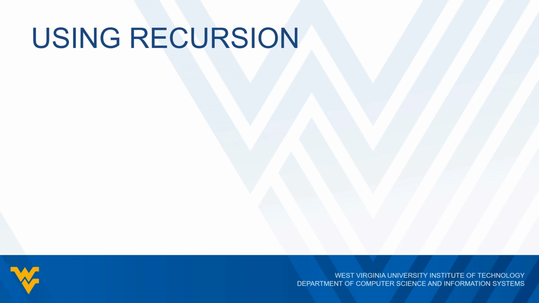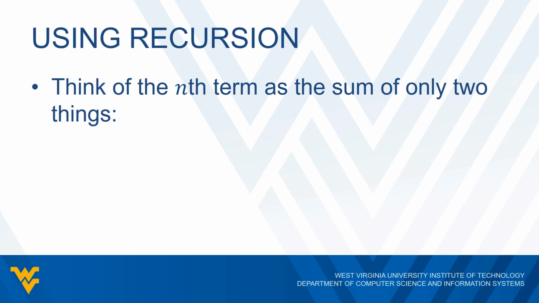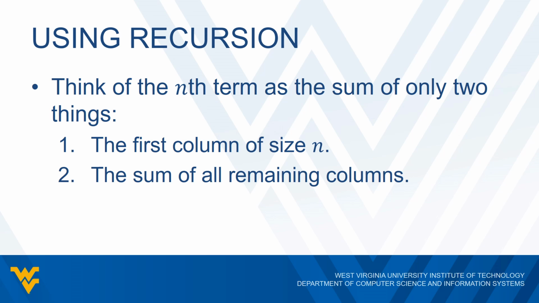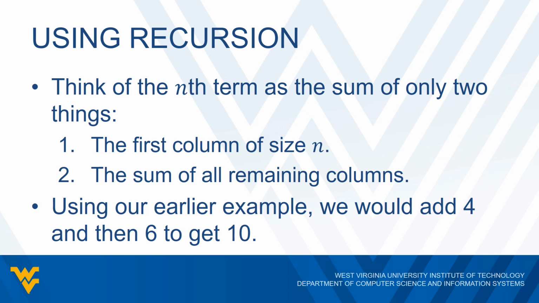We can use a recursive approach instead. Let's think of this nth term as a sum of only 2 things instead of a sum of n things. We would first get the first column of size n, which is our first number, and then just the sum of the remaining columns. For example, going back to the fourth term, we take 4, the size of our first column, add the sum of the remaining columns, which was 6, and that gives us 10.